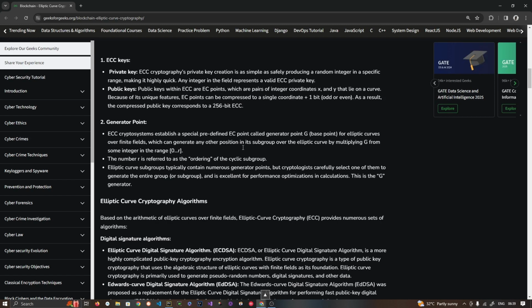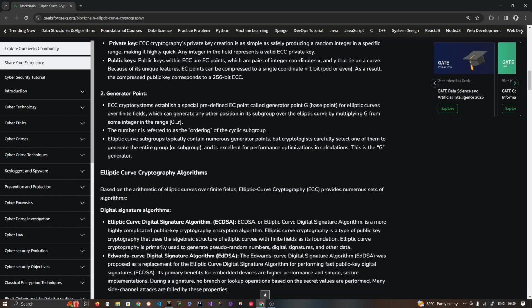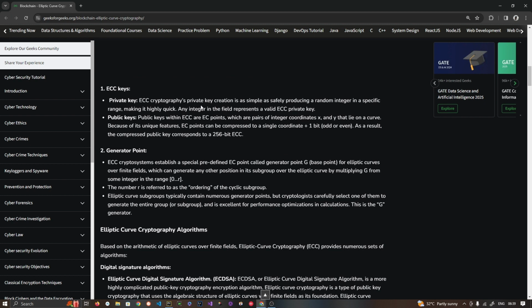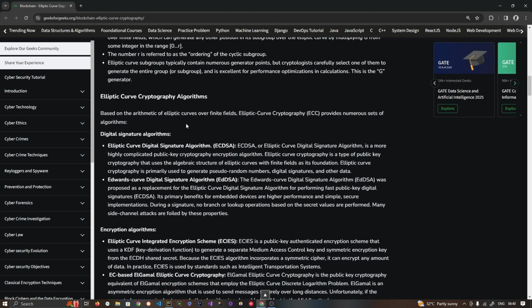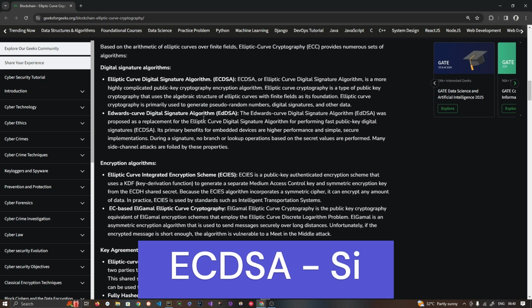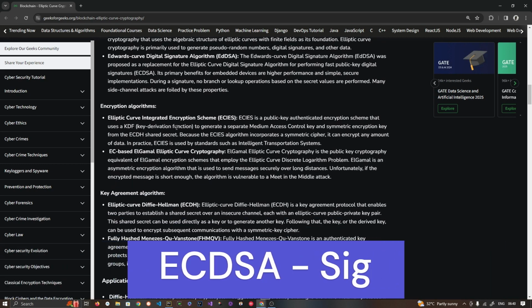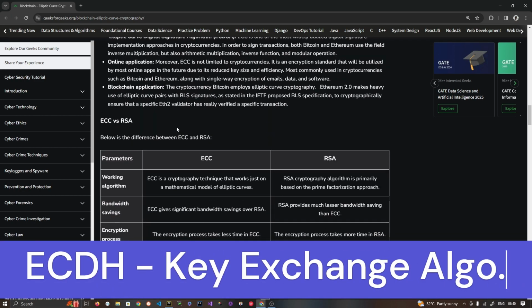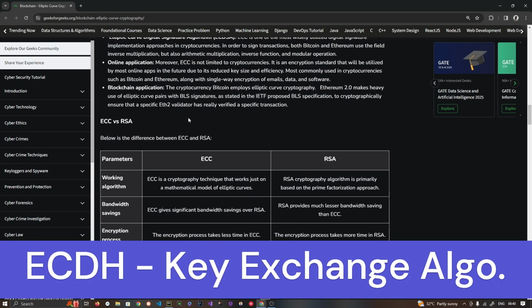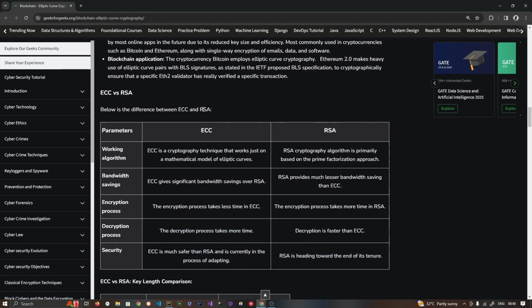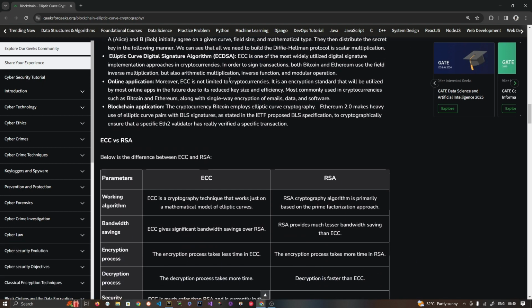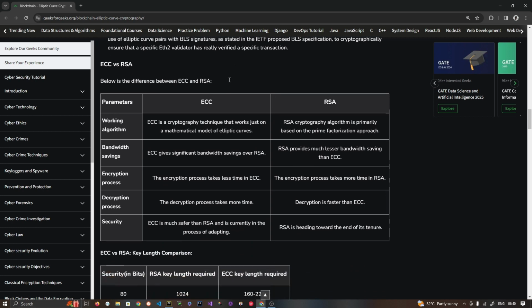We are not going to discuss the low level implementation. If you want to look at how this elliptical curve looks, you can Google it. That is not in the scope of this video. In elliptical curve cryptography algorithms, we have a signing algorithm, ECDSA, and we also have key exchange algorithms. But what are the advantages or disadvantages of choosing ECC versus traditional RSA algorithms, which are already there in the market? So let's understand.